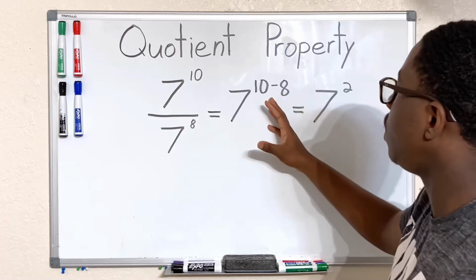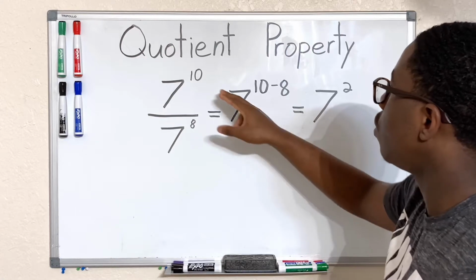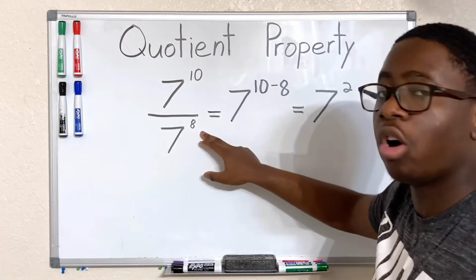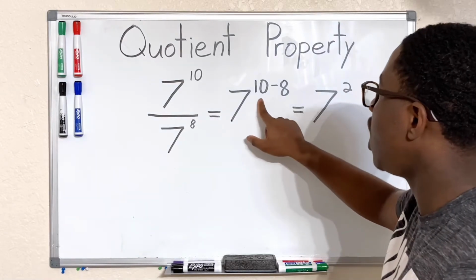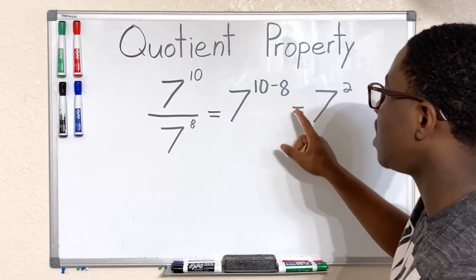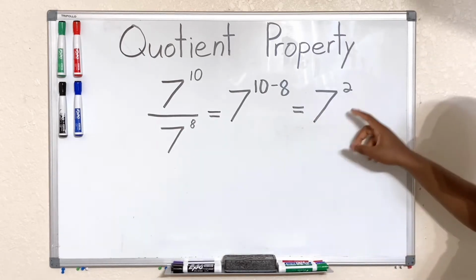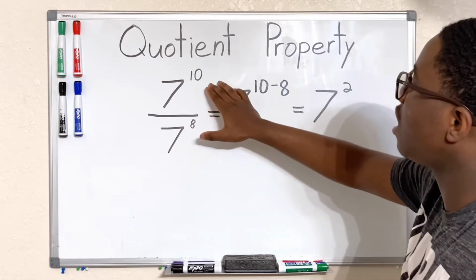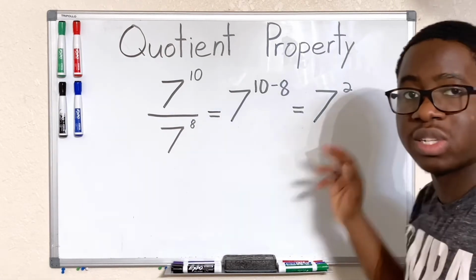Now as you see here, we're going to subtract 8 from 10. So we have our 10 and we have our 8. Always remember, the numerator comes first. So we're going to have 10 minus 8, not 8 minus 10. It's going to be 10 minus 8, and that's going to give us 2. So basically 7 raised to the 10th power divided by 7 raised to the 8th power is going to be 7 raised to the 2nd power.